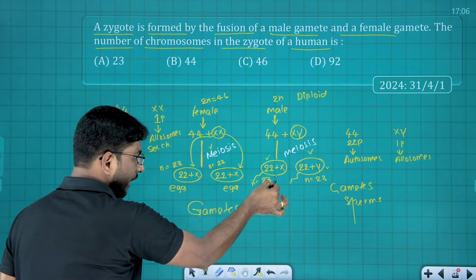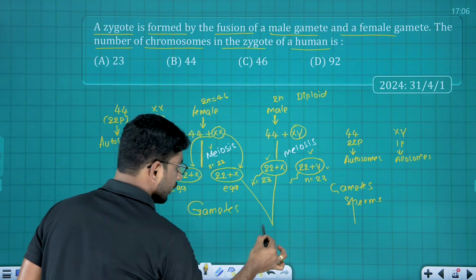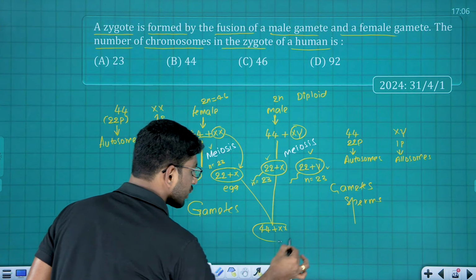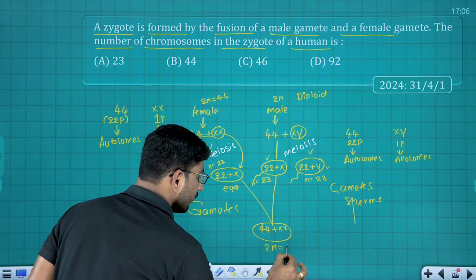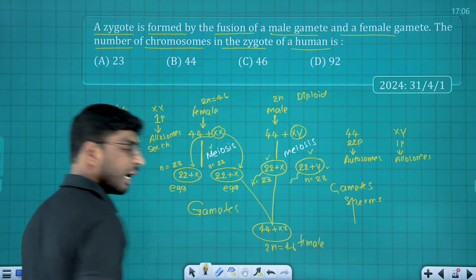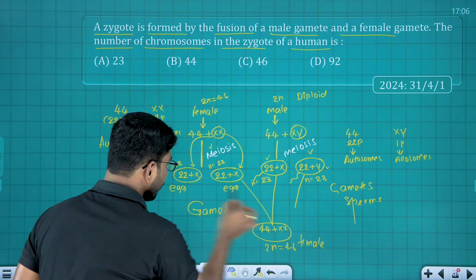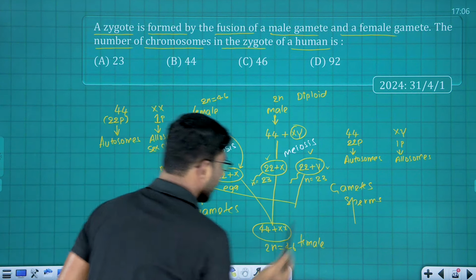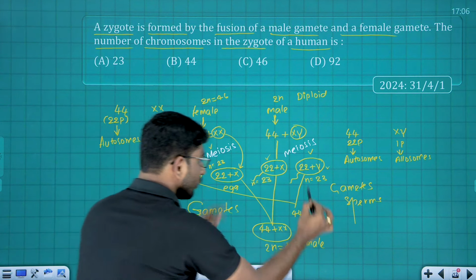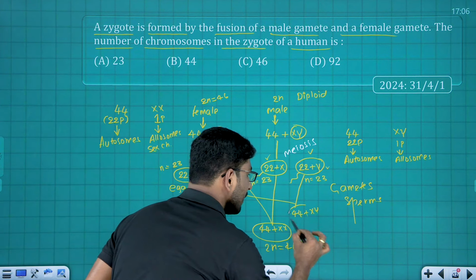Now, if an X chromosome sperm fertilizes the X chromosome egg, 22 plus 22, 44 plus X, the female child has 46 chromosomes, a female baby. You got my point? I hope you all are following me. What about the Y chromosome? If a Y chromosome sperm fertilizes the X chromosome egg, tell me now, 22 plus 22, 44 plus XY.